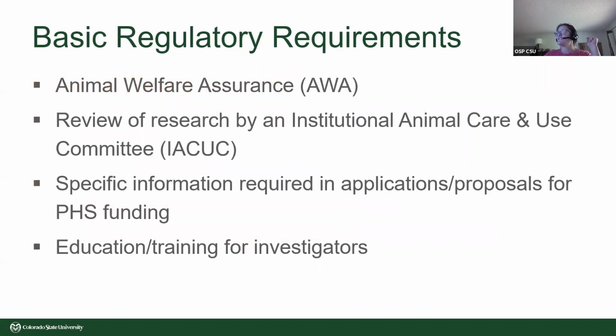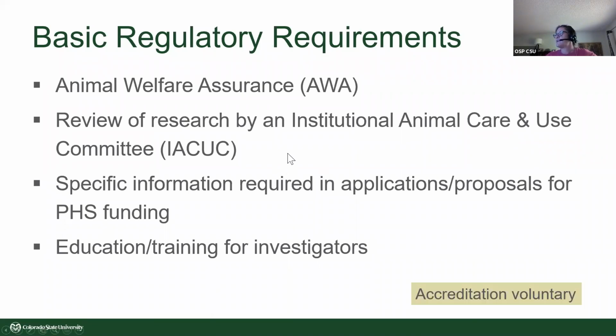It's a lot. So basic regulatory requirements, your institution has to have that animal welfare assurance number. Okay. Also, the research being conducted with, or even demonstration teaching with the use of animals should go under review by an institutional animal care and use committee. It might be called something different at your institution. These are just the terminologies that are typically used. I've seen some IRBs called different things, some IACUCs called different things.